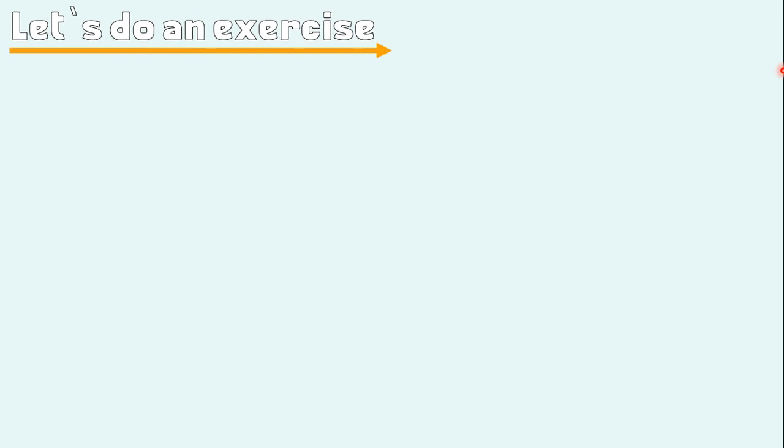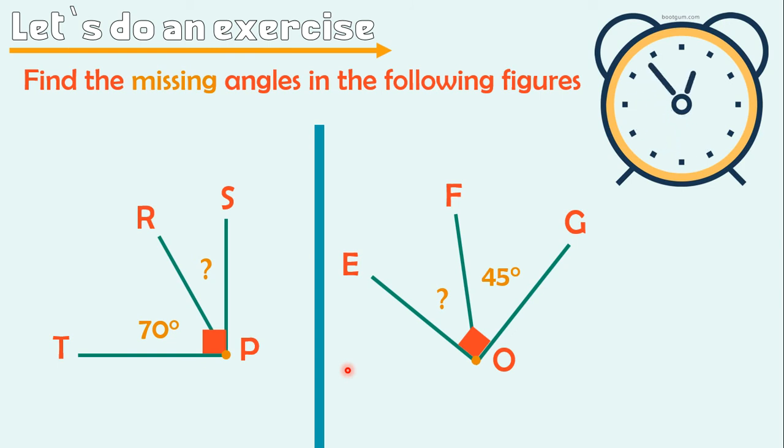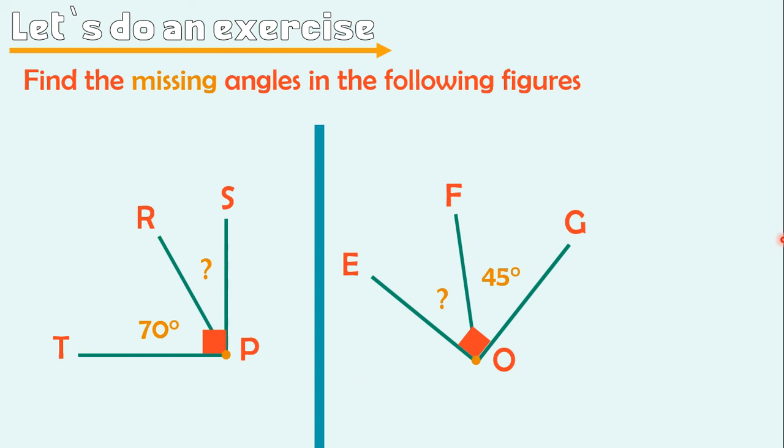Let's do an exercise. Find the missing angles in the following figures. Here we have the angle RPS is missing and the angle EOF is missing. I will give you some time. Now let's do it together. The angle TPR and RPS are adjacent. Why? Because they have a common vertex and a common side RP in between them. So they also form a right angle.